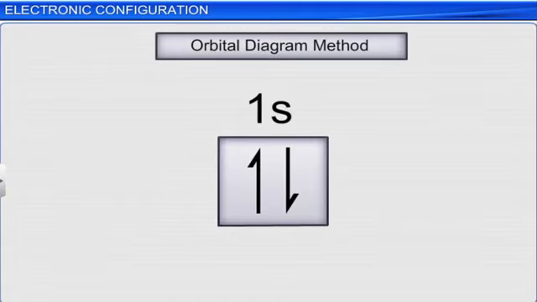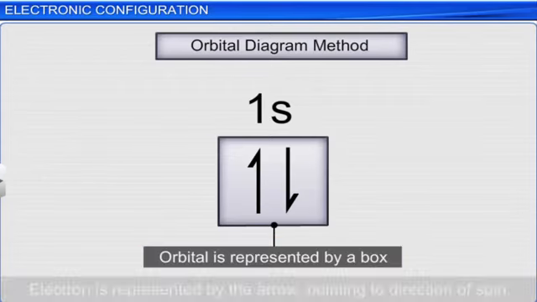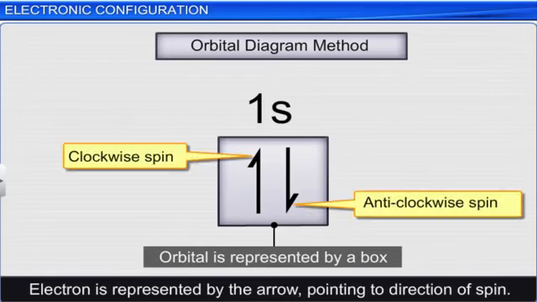In this method, the orbital is represented by a box and an electron is represented by an arrow in it. If the spin of the electron is in a clockwise direction, then the head of the arrow points upwards. If the spin is in an anti-clockwise direction, then the head of the arrow points downwards. A clockwise spin is called the positive spin, and anti-clockwise spin is called the negative spin.